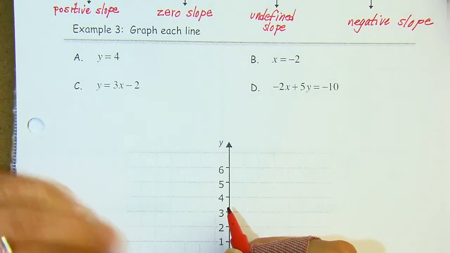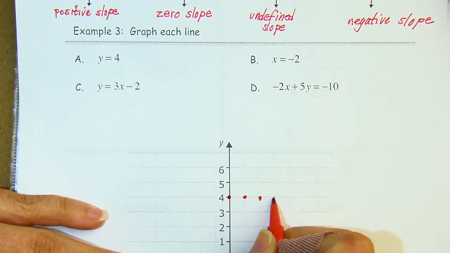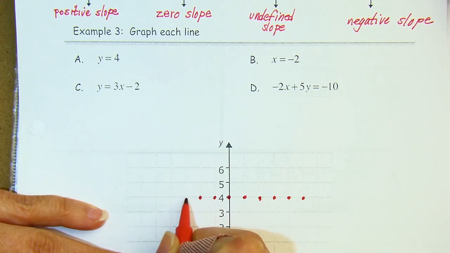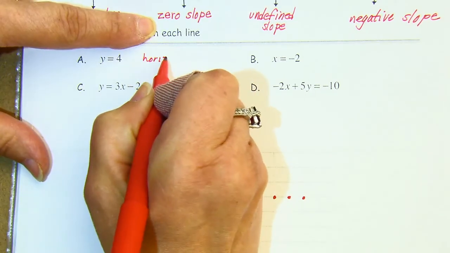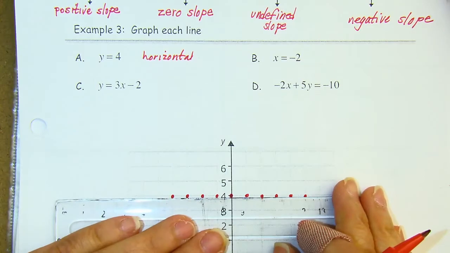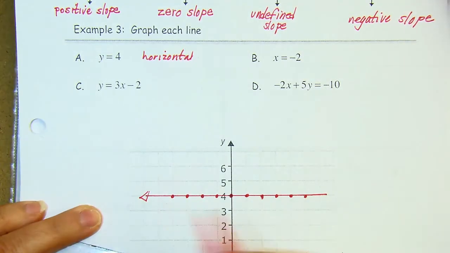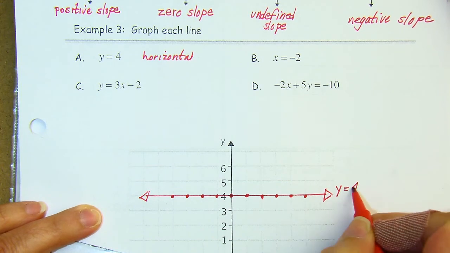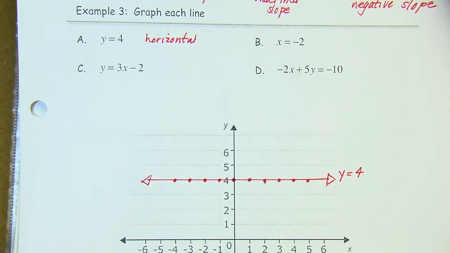And so really everywhere on this line, the y value is going to be 4. It doesn't matter what the x value is. Everywhere on the line, the y value is going to be 4. This is my horizontal line. Okay, and then I'm going to take a straight edge and I'm going to connect those points. And I'm going to label this as y is 4, because everywhere on the line, y is 4.